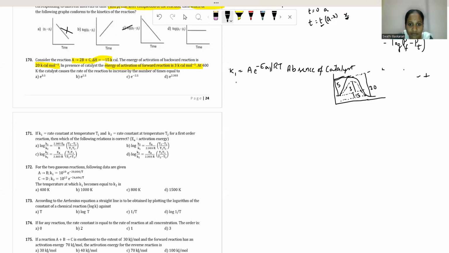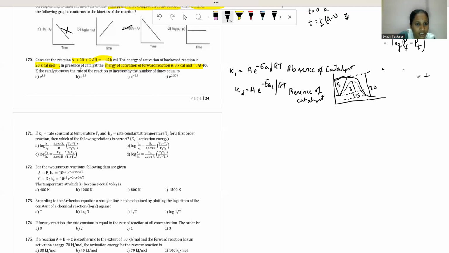Now I'm going to write it for K2. So K2 is going to be with activation energy EA2 by RT, in the presence of catalyst. Okay. Now what we need to prove? How many times does the rate increase, isn't it? So at temperature 400 Kelvin.